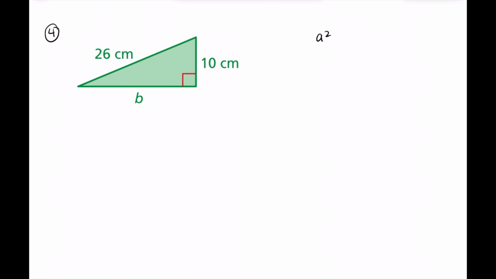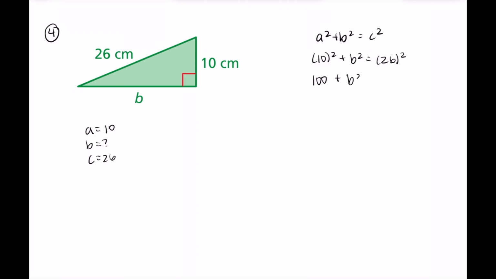In this triangle, we have 3 sides. We're only given 2. We are given that a equals 10. We're not given b here, so that's what we're going to solve for. And we're given that c, the hypotenuse, is 26. So if I substitute that into our Pythagorean theorem, I would get 10 squared plus b squared equals 26 squared.